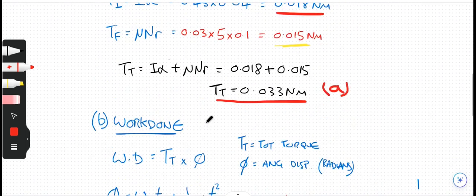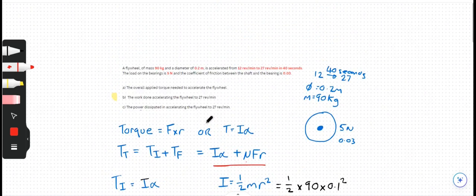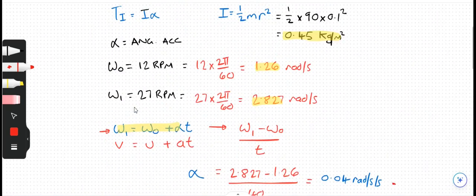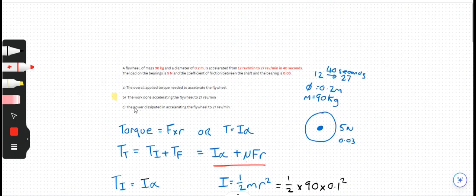So we've gone through now A, B, and C. That is how much torque we need. That's how much work done we need. That's how much power. So if we've got a flywheel, we know how much torque we need to apply to accelerate it up to 27. We know how much work done, how much energy we need to put in, and we now know how much power. That's all we've got to do. So for this question, it's over and out.